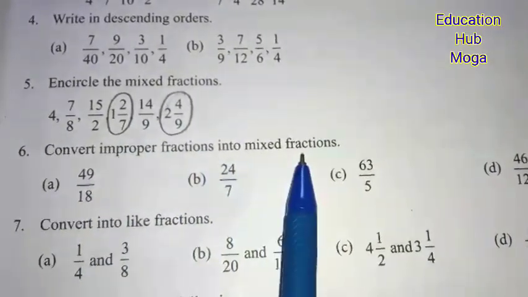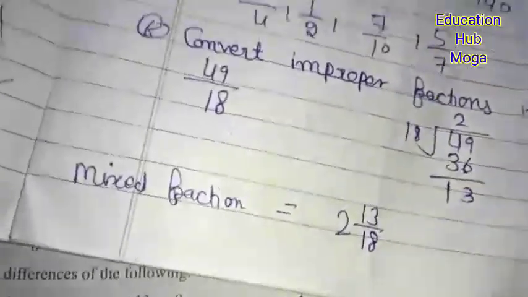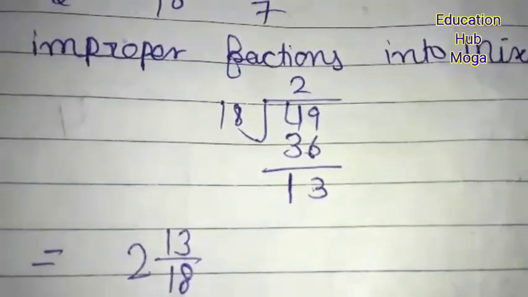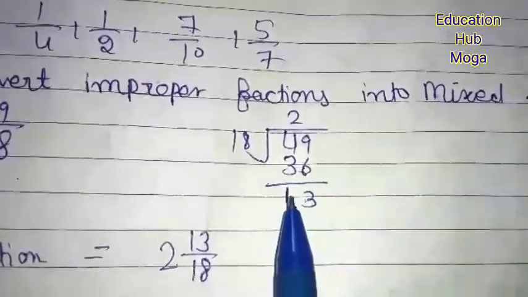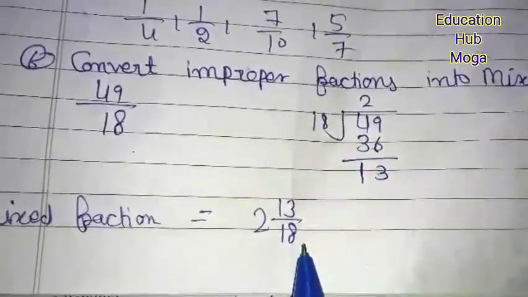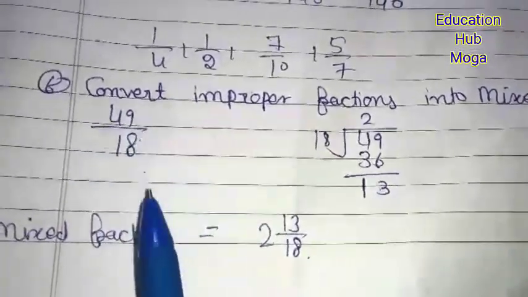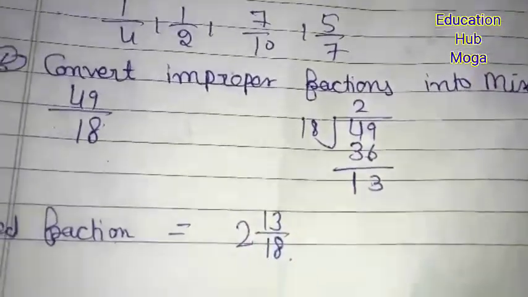Next is your sixth sum: convert improper fractions into mixed fractions. Convert it into a mixed fraction. It gives the improper fraction 49 by 18. You divide 49 by 18, and your remainder is 13. So your mixed fraction is 2 into 13 by 18. This is the improper fraction, and you convert it into the mixed fraction. So the mixed fraction, 2 into 13 by 18, is your answer.